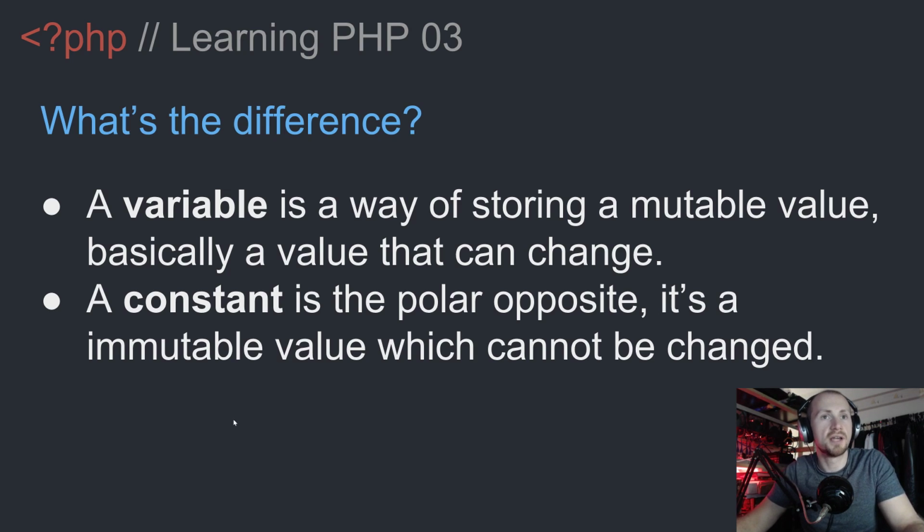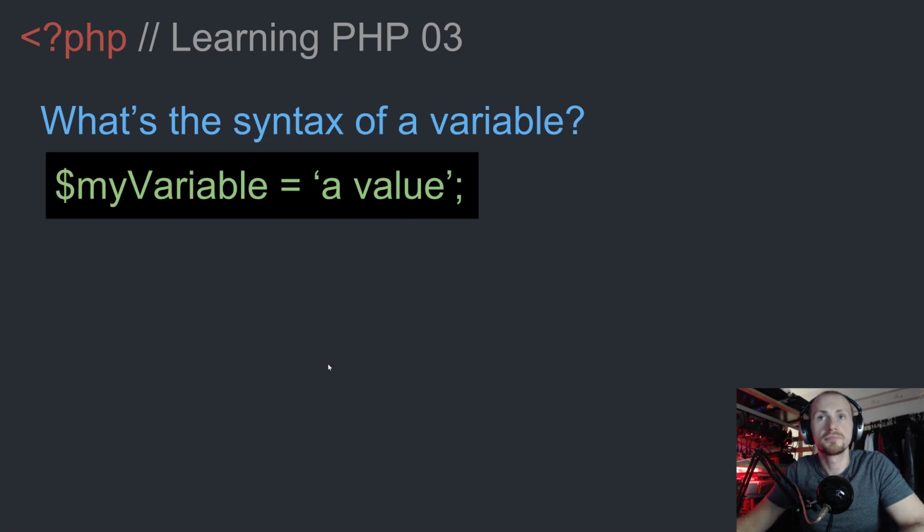Now, what's the difference essentially between a variable and a constant? A variable is a mutable value which can change whenever you need it to change. A constant is basically the polar opposite of this, which is a value that cannot change and is completely immutable. So let's first have a look at the syntax of a variable.